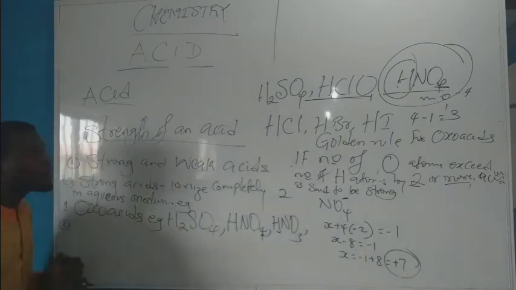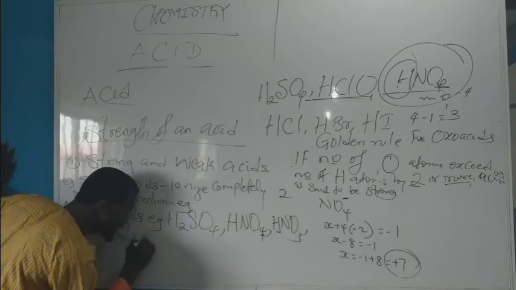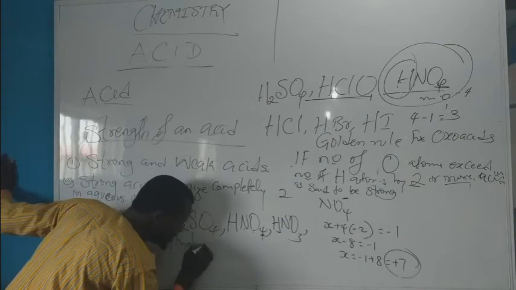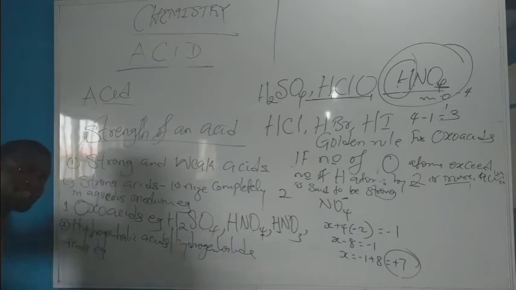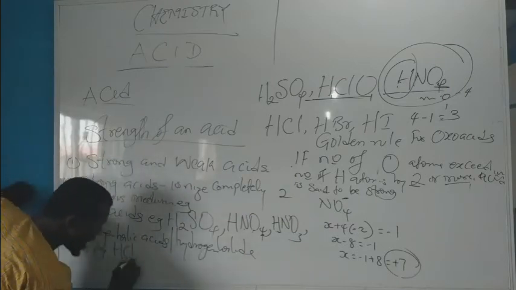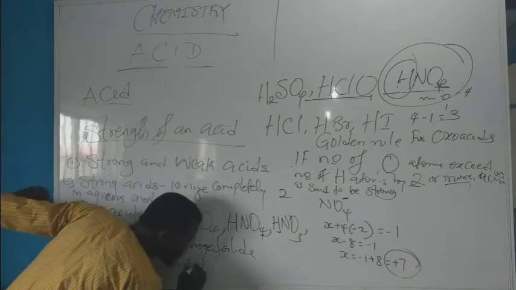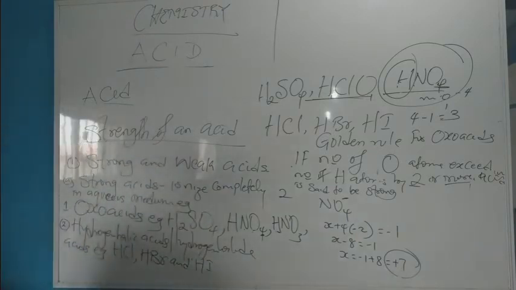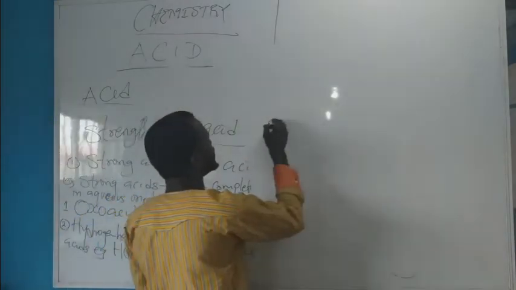Then 2. For example, hydrohalic acids, we call it hydrohalic what? Acids or hydrogen halide acids. Examples are hydrochloric acid, hydrobromic acid, and hydroiodic what? Hydroiodic acids. These are examples of strong hydrogen halide acids or hydrohalic acids and strong oxo acids. They ionize completely in aqueous medium to furnish ions.